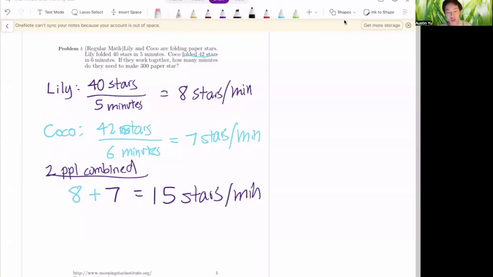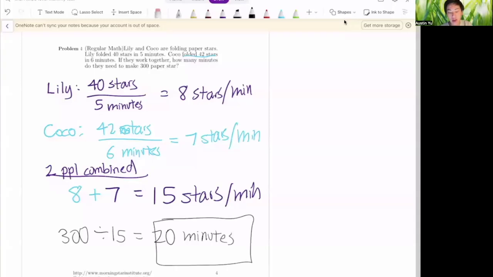Time to make 300 stars. 300 divided by 15, that would just give us 20 minutes, right? Because it's asking us how long it will take to make 300 paper stars. And if we divide by 15 stars per minute, that would give us 20, which means that they have to use up 20 minutes in order to make those 300 stars.